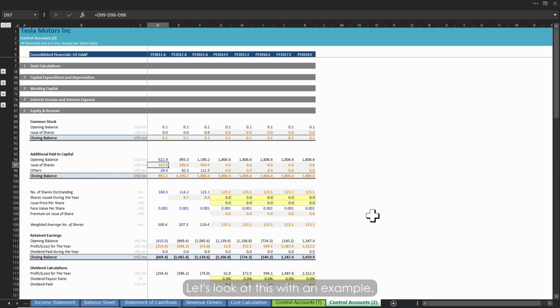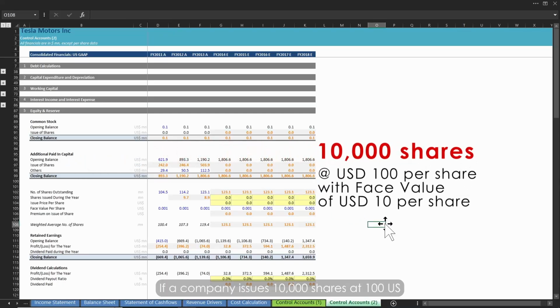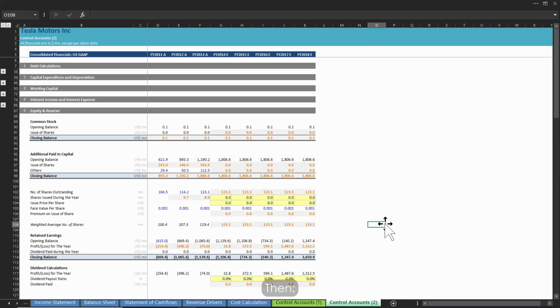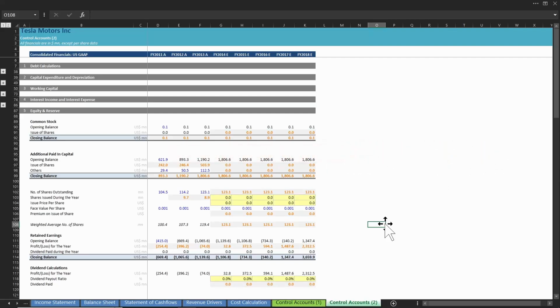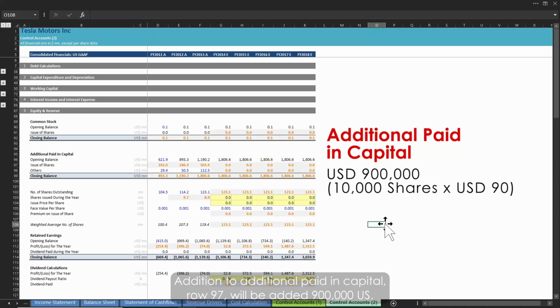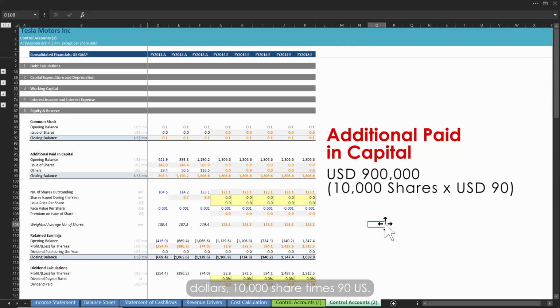Let's look at this with an example. If a company issues 10,000 shares at $100 per share with face value of $10 per share, then 1. Addition to common stock, row 91, will be added $100,000, 10,000 share times $10, that is, face value. And 2. Addition to additional paid in capital, row 97, will be added $900,000, 10,000 share times $90, that is, premium over the face value.